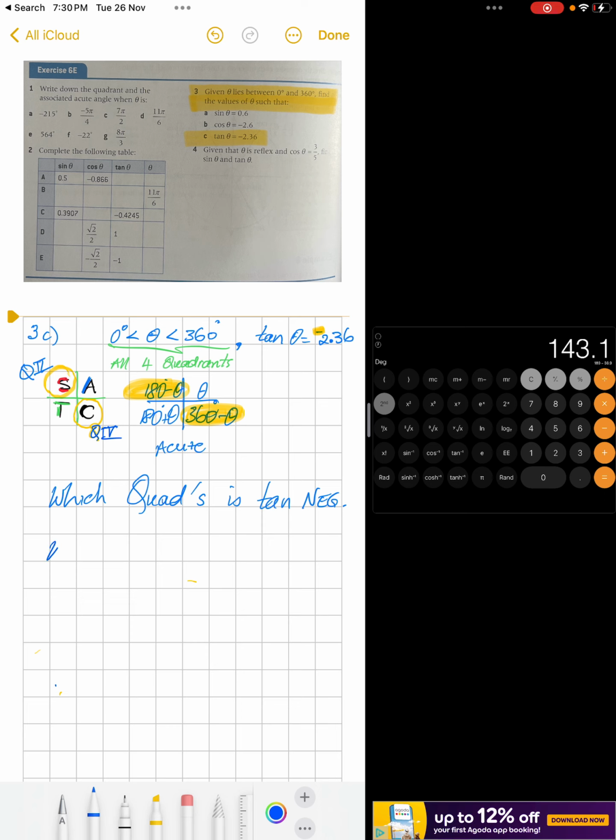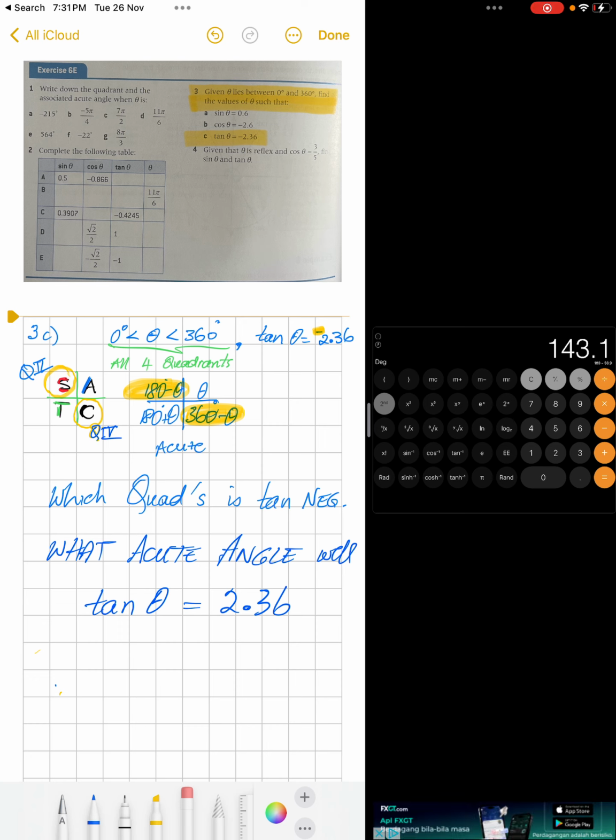Now that I know that, what acute angle will tan of theta equal 2.36? Notice I ignore the negative here because I'm looking for that acute angle. So I will use the calculator here. It's possible to get a tan value bigger than 1. Cos, in the last question, you would have had the problem of cos being smaller than negative 1. Doesn't work. Sine and cos are always between negative 1 and positive 1. But tan is fine. So let's go to degrees.